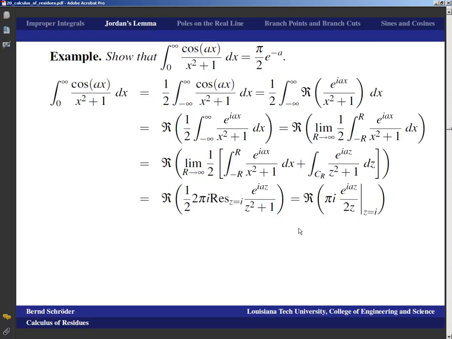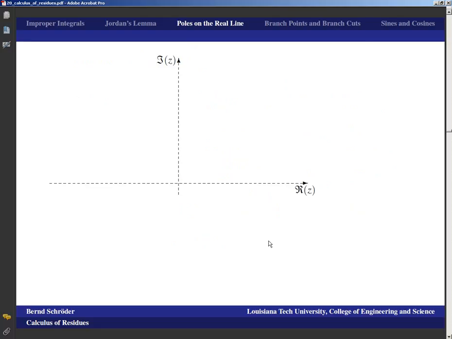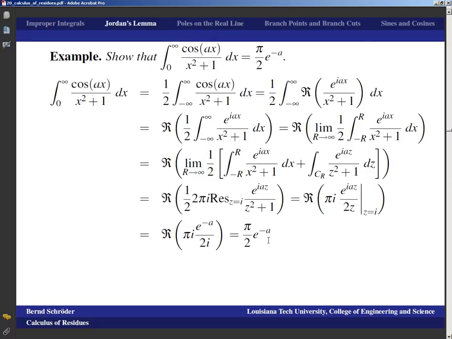And then we're going to use the same thing as before. That is a simple pole, so we're going to cancel the 1/2 against the 2. That gives us the pi i. We keep the numerator, differentiate the denominator, and we plug in z equals i. So that gives us the real part of pi i e to the negative a, because of course i times i gives us a negative 1 there. And we have a 2z, 2i, in the denominator. The i's cancel. And we end up with pi halves e to the negative a. And that's already the whole example.